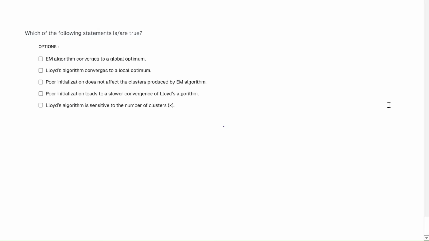Alright, so here we have a question on both EM algorithm as well as the Lloyd's algorithm. So what does it say? The first option says EM algorithm converges to a global optimum. This is not true, because most of the time the likelihood that we want to optimize is some multimodal likelihood. It might look something like this.